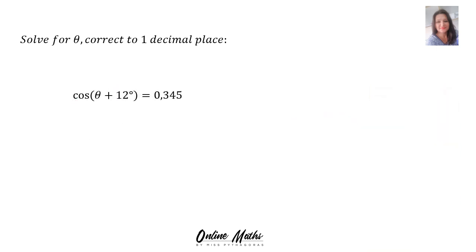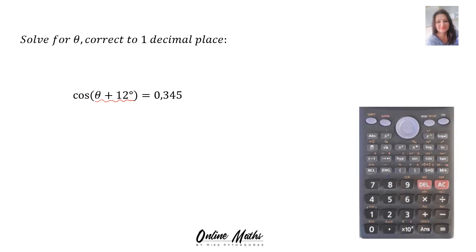Solve for theta correct to 1 decimal place. In this equation, I give you cos, and then inside a bracket, there's theta plus 12 degrees equals 0,345. Now, in this one, you won't let the 12 degrees walk across at this stage, since on the right hand side there's numbers and that's angles. So what you're going to do is you're first going to calculate the angle with your calculator.